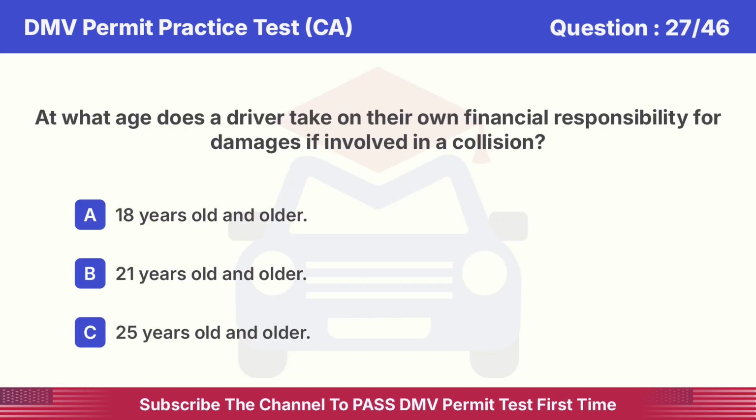Question 27. At what age does a driver take on their own financial responsibility for damages if involved in a collision? Option A, 18 years old and older. B, 21 years old and older. C, 25 years old and older.